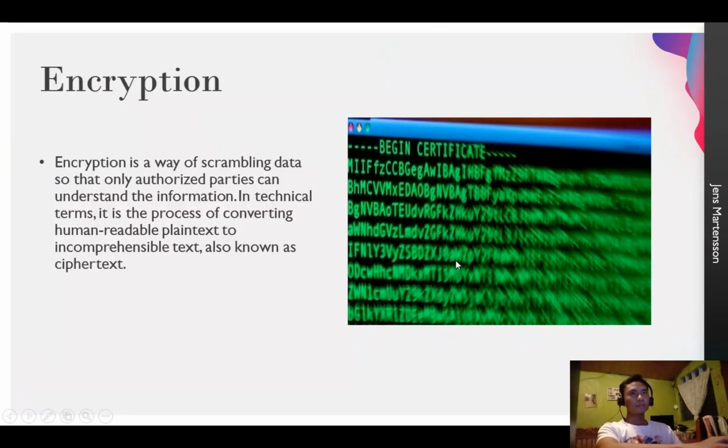Encryption. So encryption is a way of scrambling data so that only authorized parties can understand the information. In technical terms, it is the process of converting human readable plain text to incomprehensible text, also known as ciphertext.